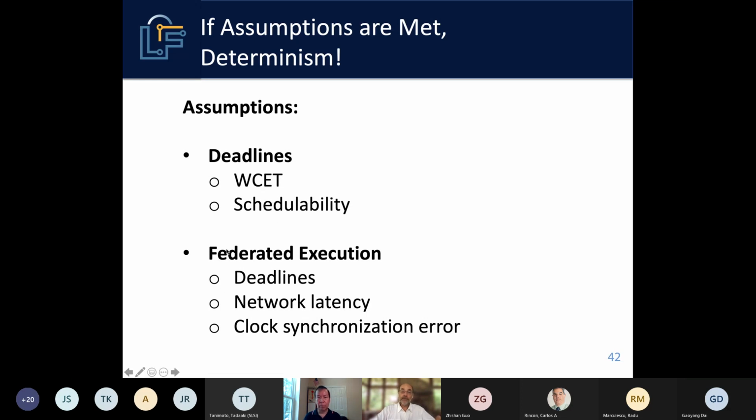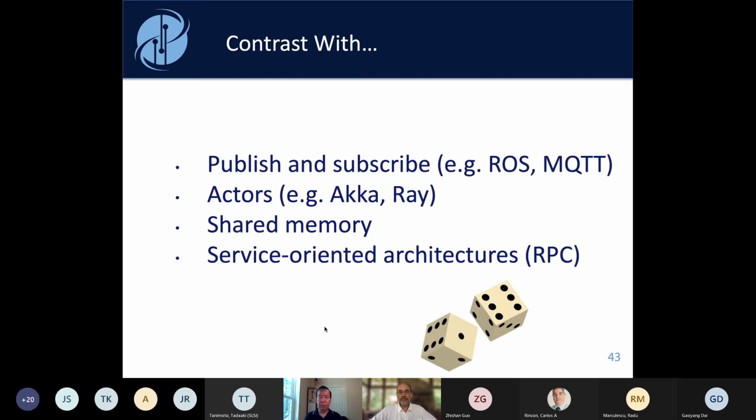In a federated execution, we also need to assume that deadlines are met, but also that network latency is bounded, and if you use decentralized coordination, that clock synchronization error is bounded too. If these assumptions are met, you get deterministic semantics. Otherwise, you get non-deterministic semantics, but with fault handlers that can be invoked when the non-determinism kicks in.